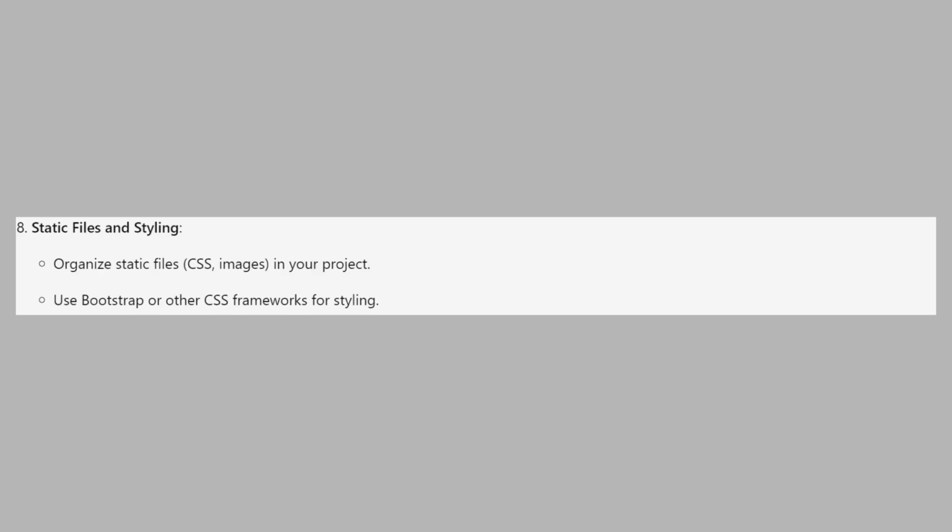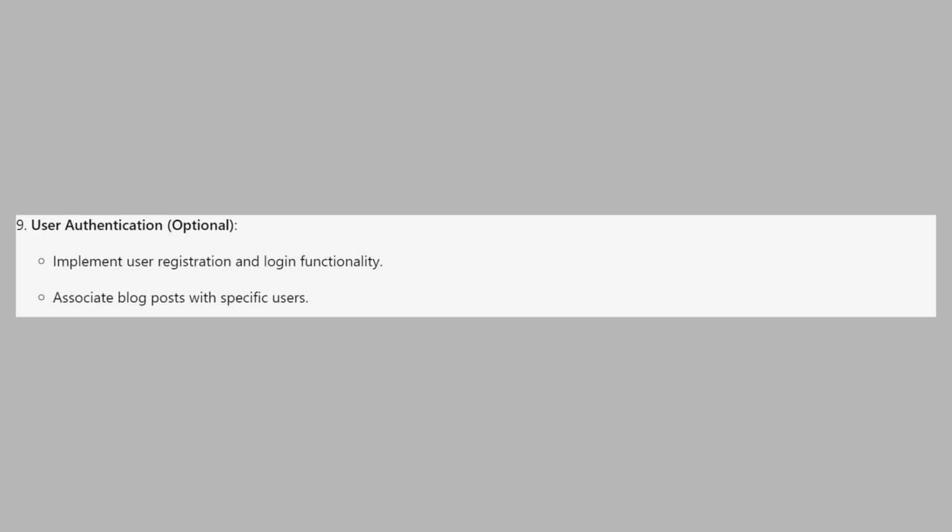Then organize static files like CSS and images in your project. Use Bootstrap or other CSS frameworks for styling. Implement user registration and login functionality. Associate blog posts with specific users.